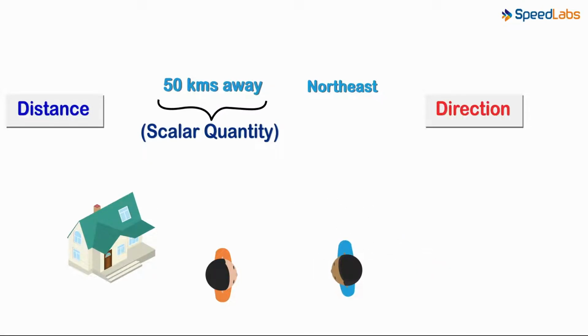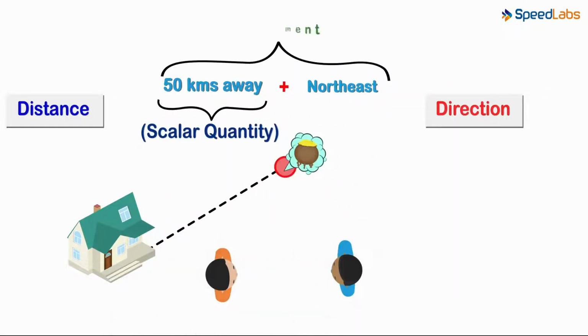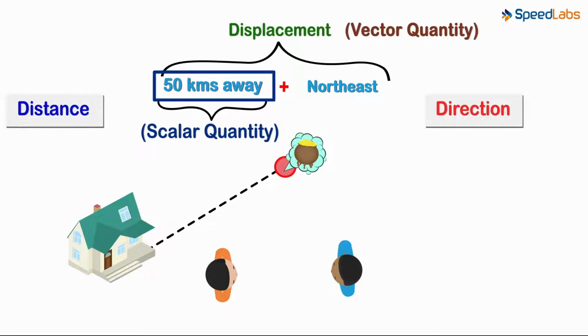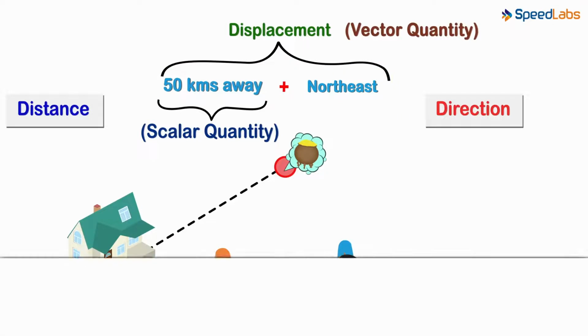This now becomes two-dimensional information, distance and direction. The treasure pot is over here. Two-dimensional information like this is called a vector quantity. Scalar quantities are one-dimensional and vector quantities are two-dimensional.